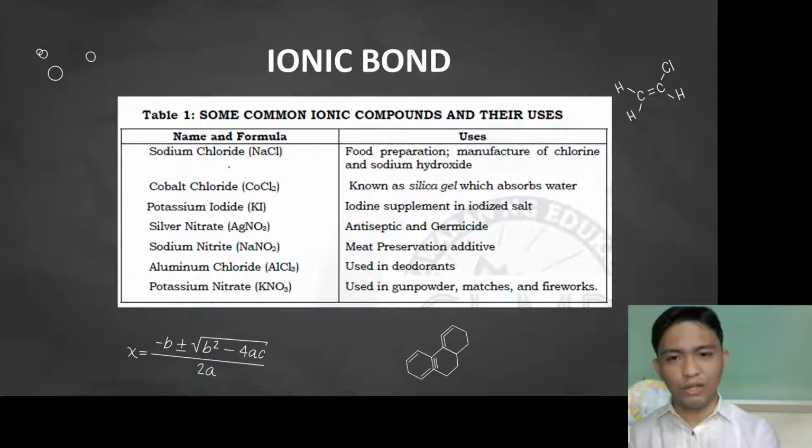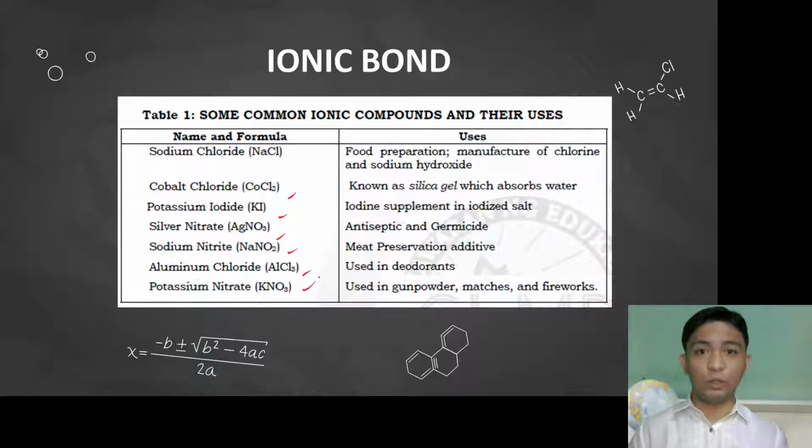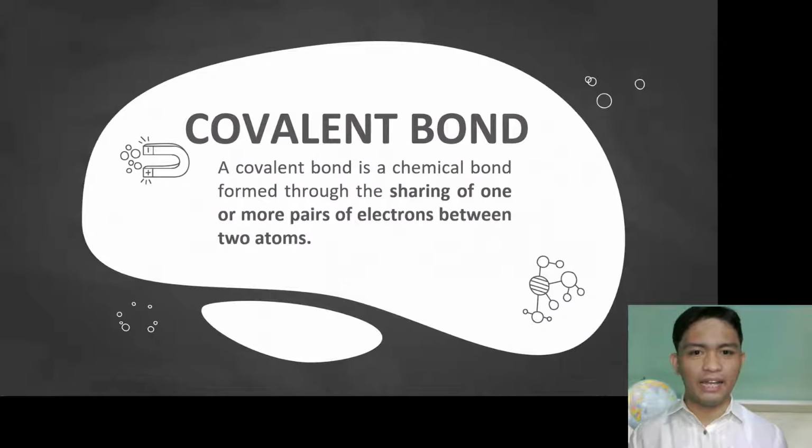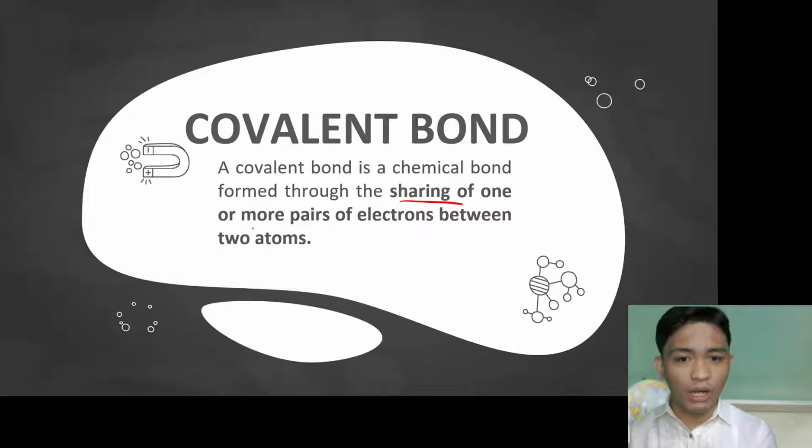Okay? So, nangunguna yung ating sodium chloride, yung ating table salt. At iba pang mga examples that you can as well read that's included in your module. Okay? So, this time we will proceed with the second type. Okay? With the covalent bond. Paano ba nangyayari yung covalent bond na yon? So, again, as we mentioned a while ago, a covalent bond is a chemical bond formed through sharing of one or more pairs of electron between two atoms.